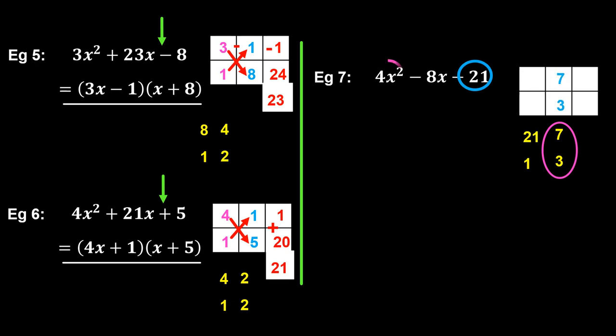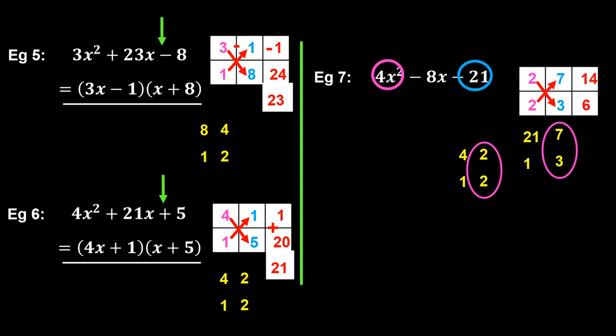Then for 4, I've got 4 and 1, or I've got 2 and 2. And again, because the number in the middle is quite small, I'm going to choose the numbers that lie closer together, which is 2 and 2. But you will play around with this. You'll have to sometimes try different combinations before you find the right one. And now we try cross multiply, and hopefully I've chosen the correct combination.